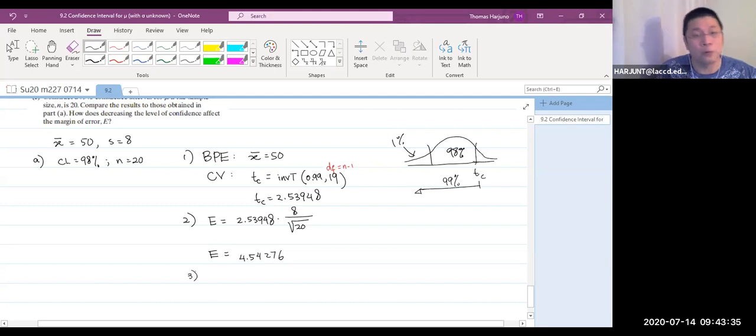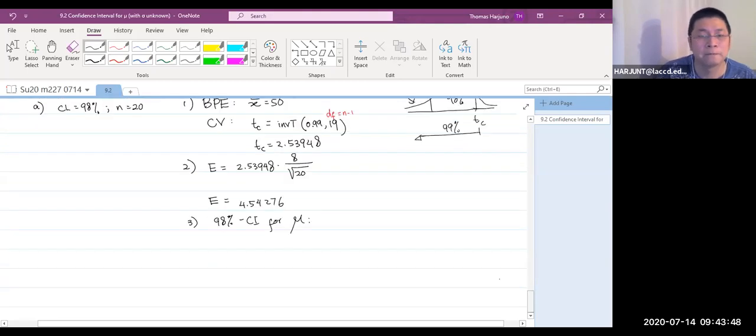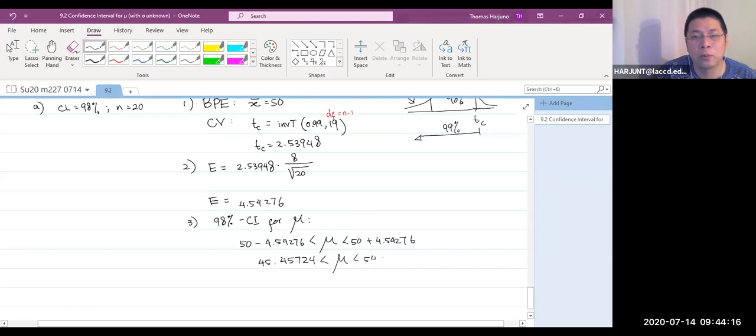And the rest, just like before, you need to declare the 98% confidence interval for mu will be the population mean, 50 minus margin of error. This will be 45.45724, 54.54276.